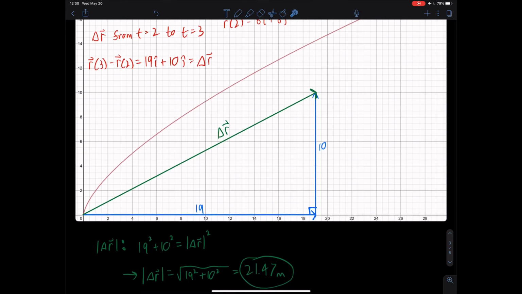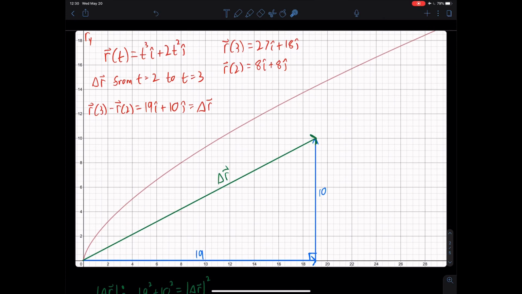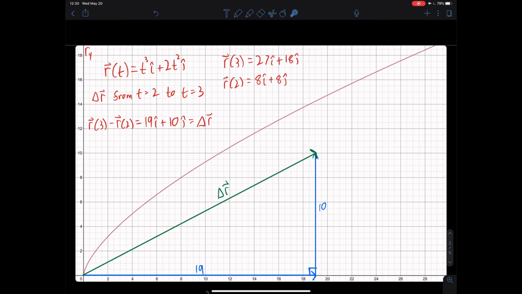So that's some visual examples of this displacement vector and what it means to calculate that. In the next video, we'll just continue with this same setup here, and we'll find the instantaneous velocity and the average velocity and some information about acceleration as well.